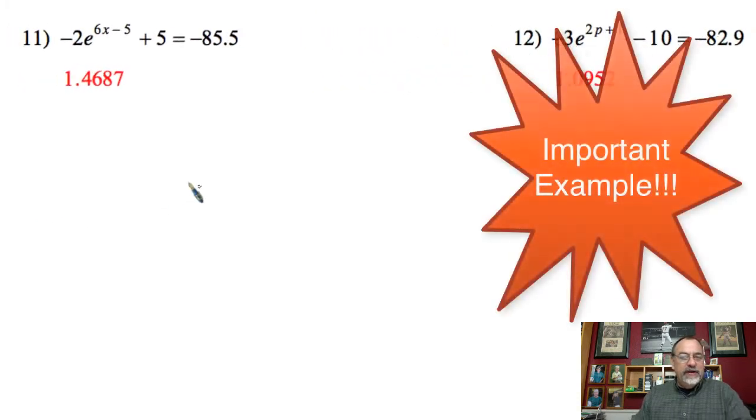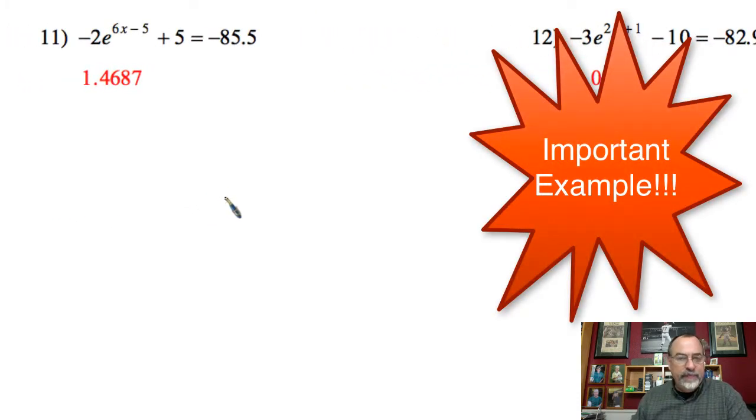Taking a look at number 11 here, this gets a little bit more complicated, but if we follow what we've been doing all along, we'll be okay. Now again, we have to identify which term has the variable that we're solving for. Now you have to be careful here because e is a number, and so the term that has the variable is this e to the 6x minus 5. Now the negative 2 does not have that exponent to it. So this is the term that needs to be isolated.